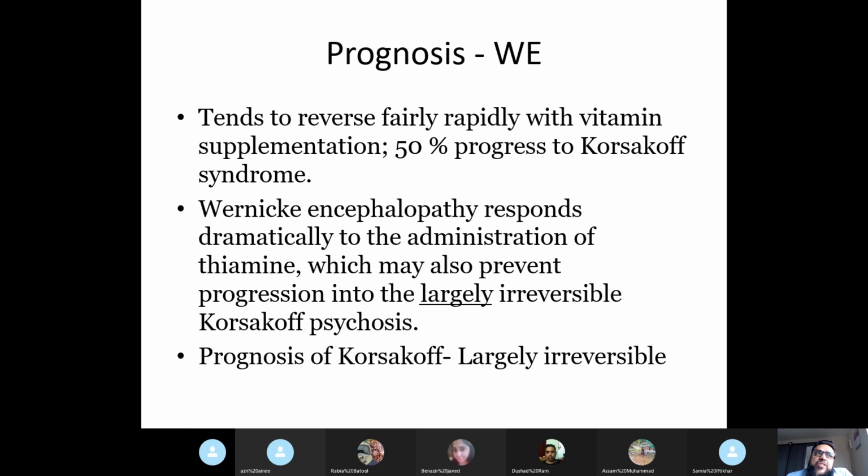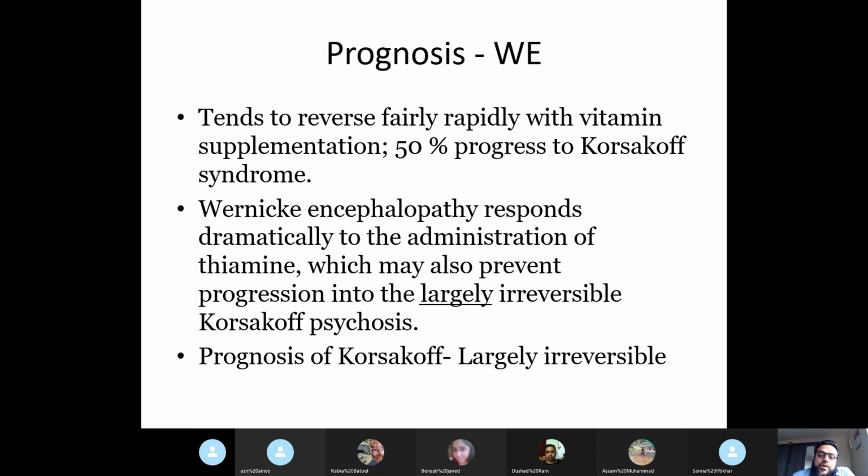Now, Korsakoff psychosis is a misnomer. It is not a psychosis. There are no psychotic symptoms. There are more psychotic symptoms in Wernicke's encephalopathy than in Korsakoff syndrome, because in Wernicke's encephalopathy, as in any delirium, you can have paranoia, auditory, visual, tactile and olfactory hallucinations. In Korsakoff psychosis, you don't have that. You only have one symptom, and that is different kinds of amnesia.